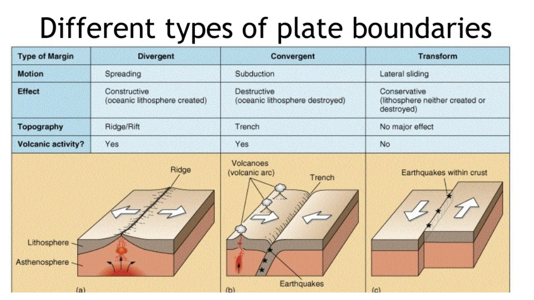Here you can see the different types of plates and boundaries: type of margin, motion, effect, topography, volcanic activity and all. If we come to the divergent plate, the motion will be spreading and constructive, and oceanic lithosphere will be created because of the divergent plates. For convergent plates, oceanic lithosphere will be destroyed. These are the two differences between divergent and convergent plates; you can learn more in the next chapter.